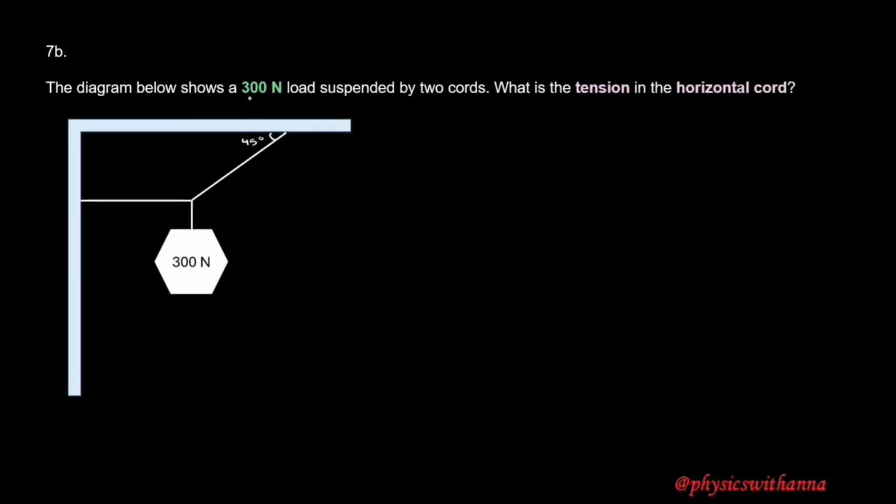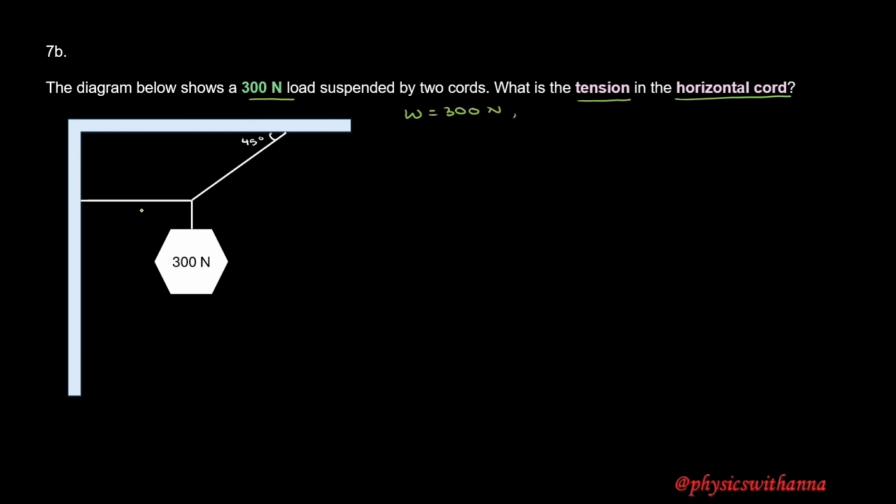Question 7b. The diagram below shows a 300 Newton load suspended by two cords. What is the tension in the horizontal cord? So here in this question, I have a load of 300 Newton. So we can write the weight of the load to be equal to 300 Newton.